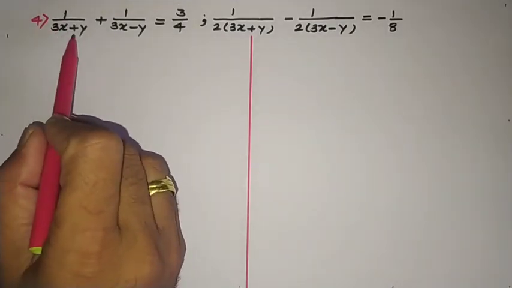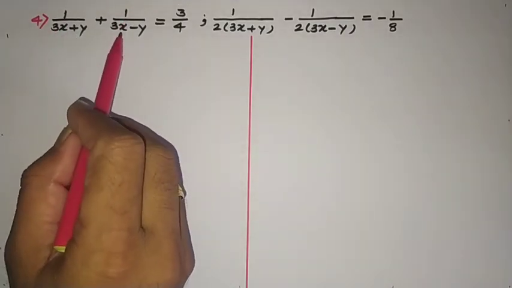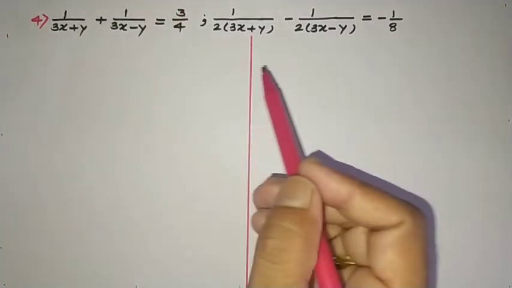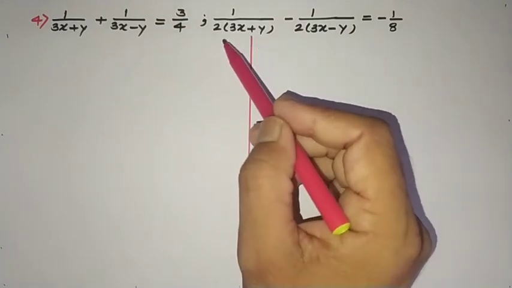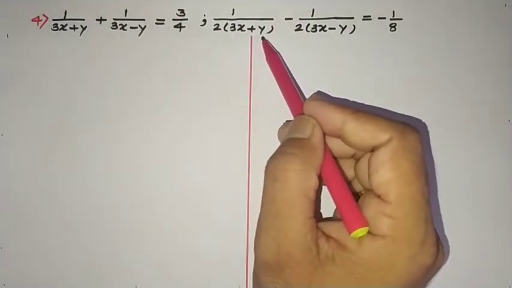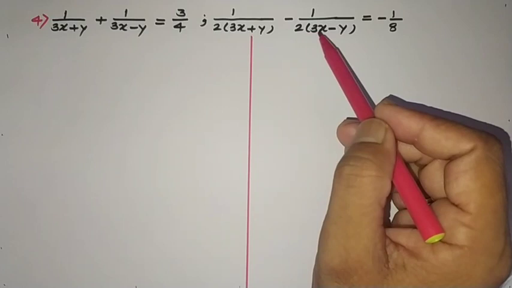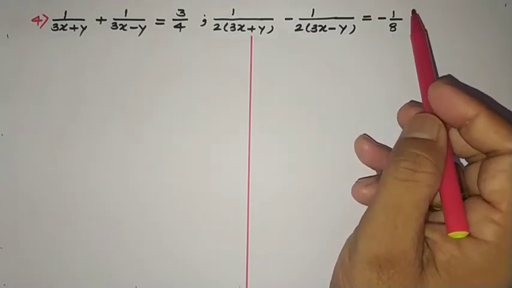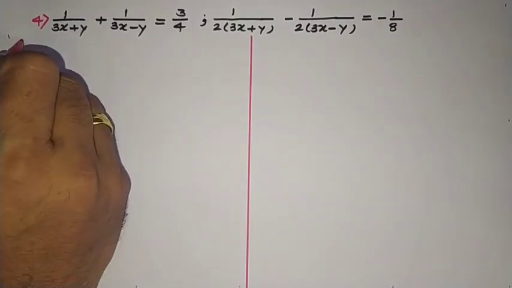1 upon 3x plus y plus 1 upon 3x minus y is equal to 3 upon 4, and second equation 1 upon 2 into 3x plus y minus 1 upon 2 into 3x minus y is equal to minus 1 upon 8. Here is the solution.